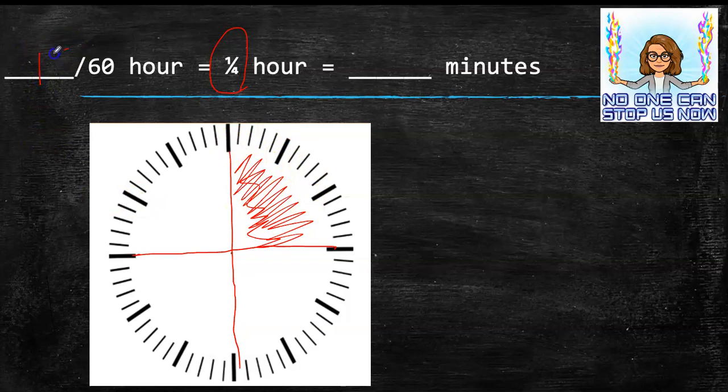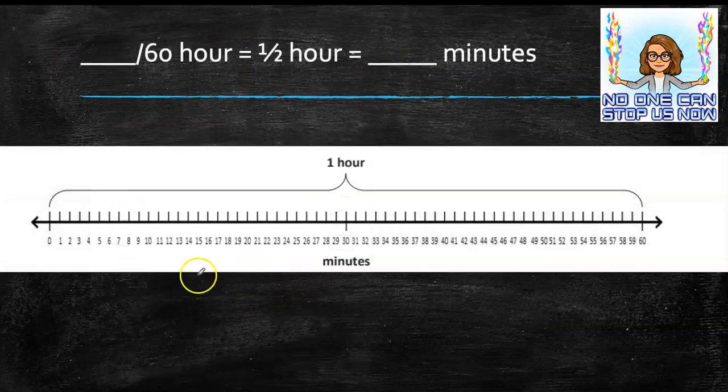Great. You came up with 15 of the 60, so 15/60ths of an hour, which is equivalent to 1/4 of an hour. So how many minutes is 1/4 of an hour? Amazing, 15 minutes. You could have done the same thing with this number line, the horizontal number line.